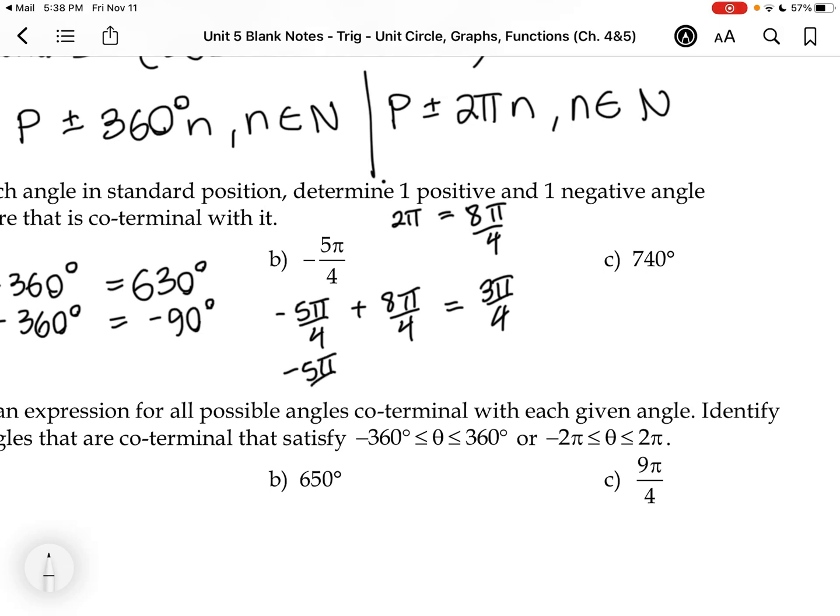Or subtract 8 pi over 4. And that is negative 13 pi over 4.